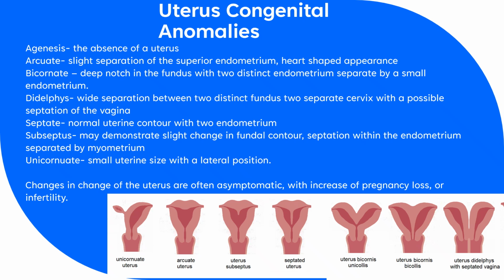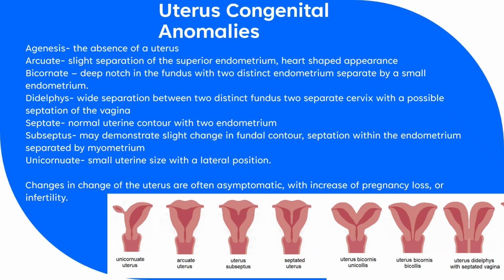So we're going to try and step through these and point out the differences, and we're going to go through these pictures down here at the bottom so you can really see how they all look. Remember, this is going to be related to what happened with those Müllerian ducts during organogenesis. So first, there is no uterus. This is agenesis of the uterus. This means that those Müllerian ducts never formed a uterus.